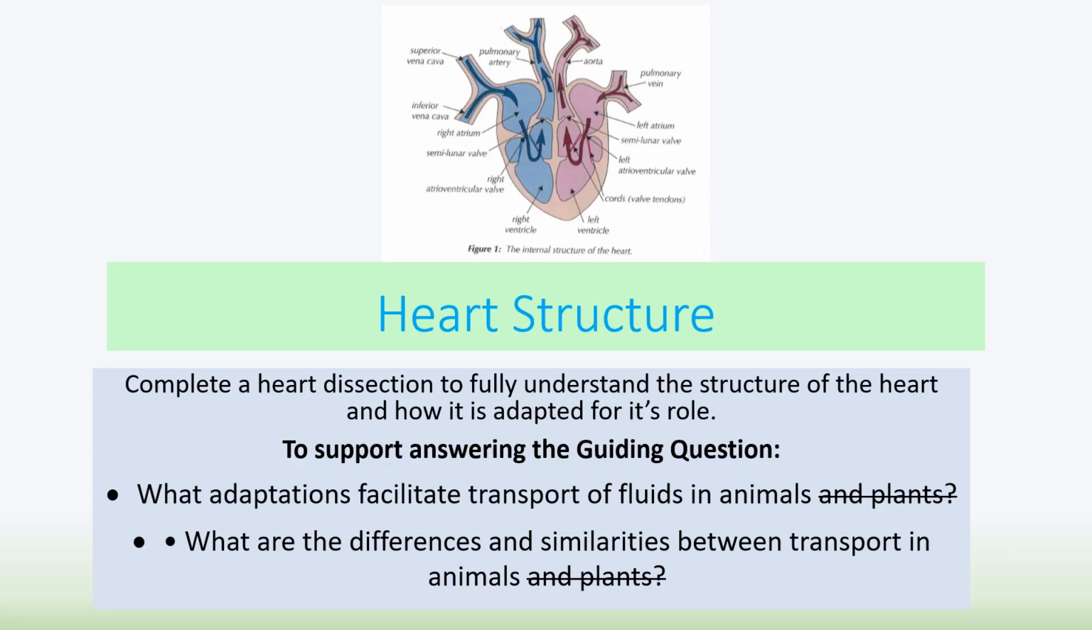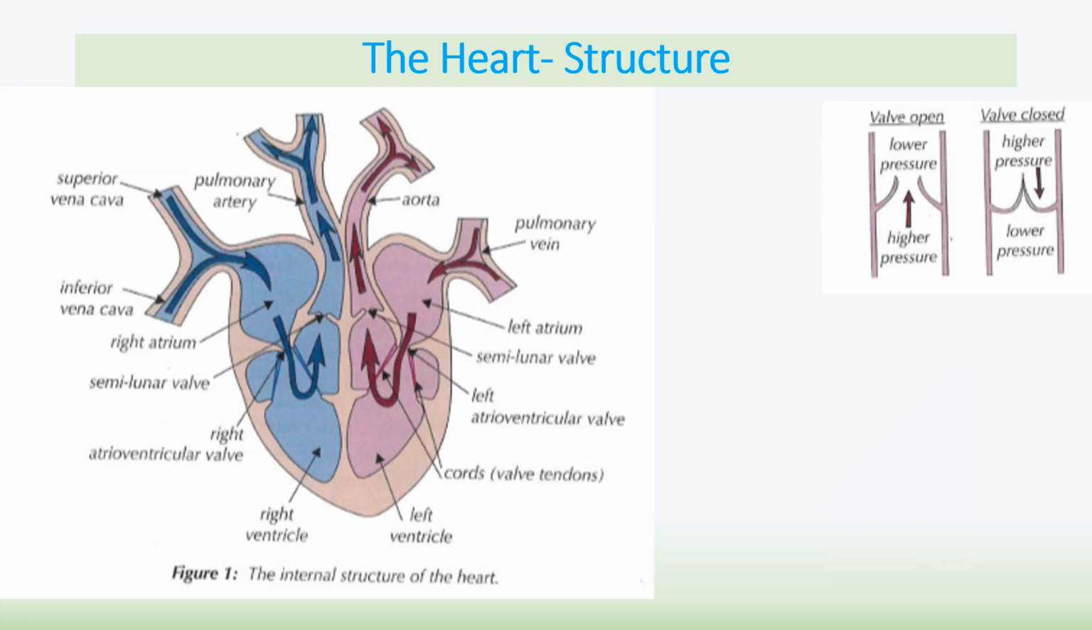Now, you also need to know about the structure of the heart and be able to talk your way through it. If we start from the left-hand side of the heart, the deoxygenated blood coming from the body after doing respiration contains high carbon dioxide, low oxygen. That enters via the vena cava. You've got inferior from below the heart, superior from above the heart. That enters into the right atrium.